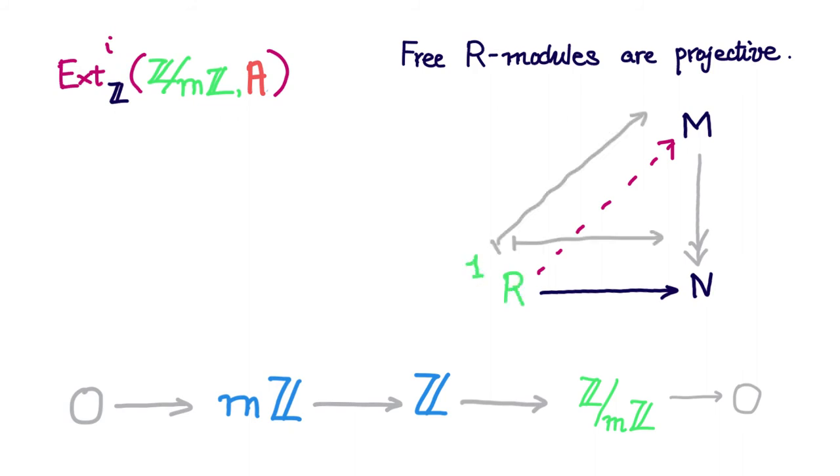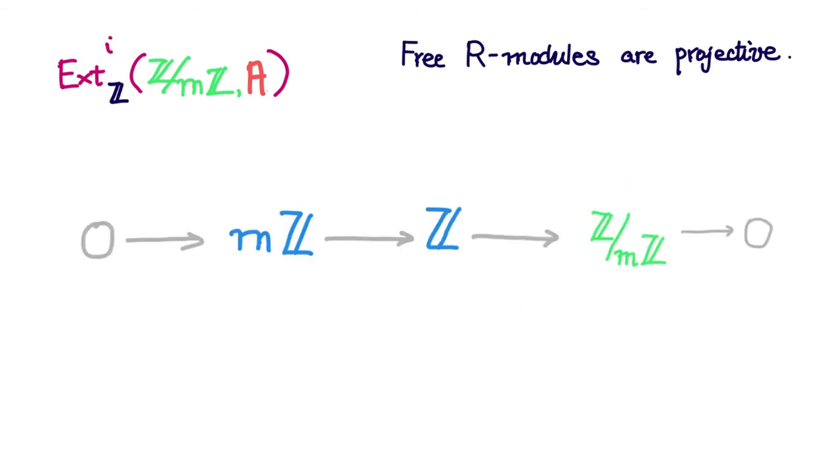This is because R is generated as an R module by a single element, and thus every map from R is uniquely determined by the image of 1. In particular, if we have a surjection of R modules M to N, then we can always lift phi to M by sending 1 to any element in the fiber above phi of 1. Thus, R is projective, and the same argument shows that any free R module is projective.